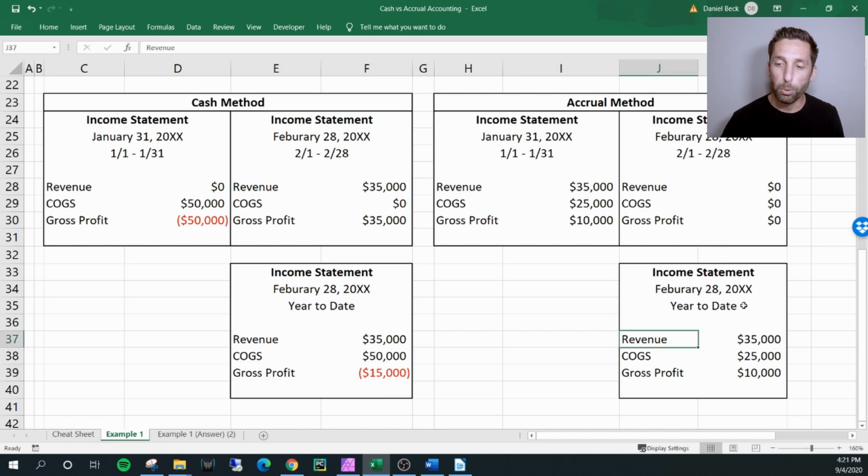Compare that to the accrual method, and you can see our year-to-date financials look exactly the same. And that really is the power of the accrual method, and that is why it's a superior method.